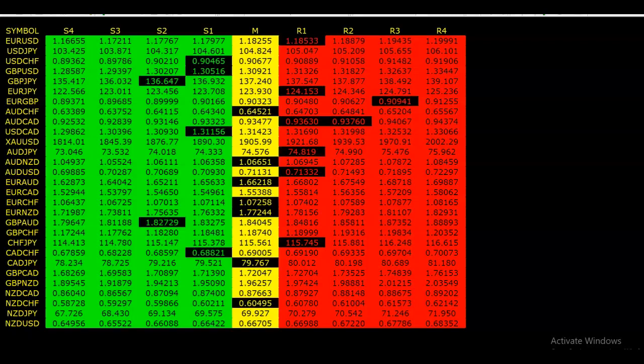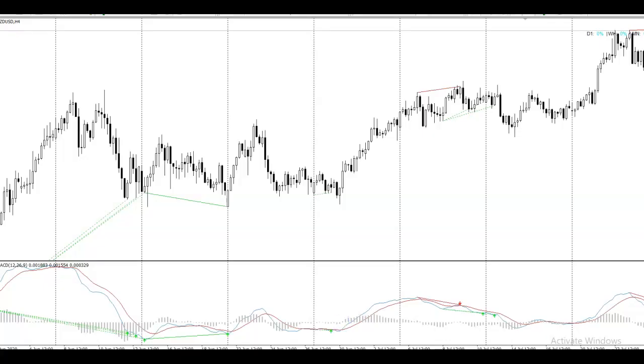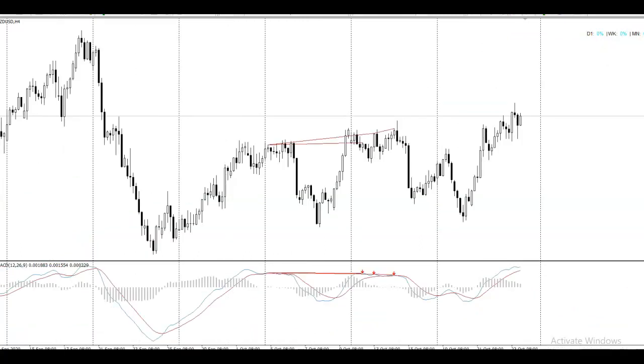So this week's free setup, we're going to go in detail on a possible selling opportunity on the New Zealand dollar against the US dollar. Okay, so I'm just going to open up the chart and we're going to go over this trading opportunity.